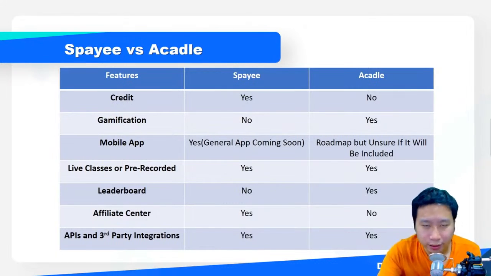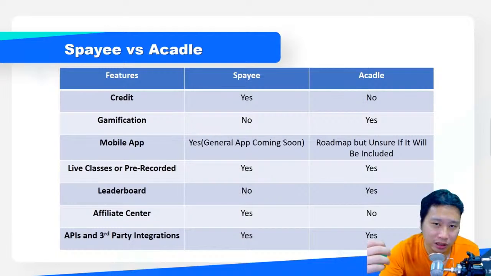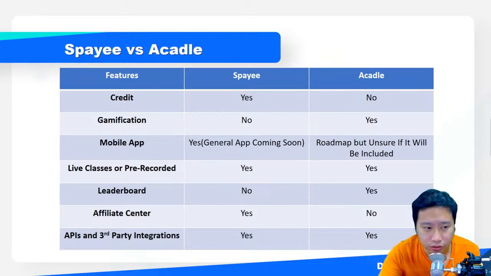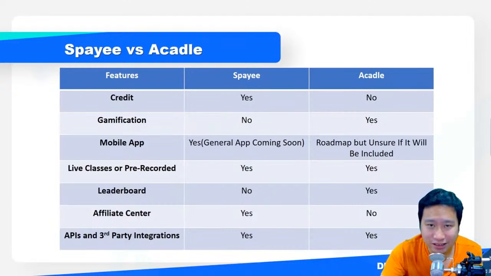And for white label apps, that means with your own branding, with Spei, they do charge an additional fee for you to create your own white label apps. With Acado, it's of course unsure at the moment, right? So for live classes and pre-recorded classes, that's available in Spei and Acado. Leaderboard, it's because there's gamification, right? So Acado has a leaderboard, but with Spei it's not available. Spei, however, has an affiliate center.